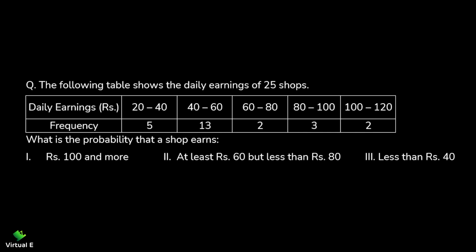Let's discuss one more question. Let's start. The following table shows the daily earnings of 25 shops. So how many shops are there? First of all, 25, right? And the table is given: daily earnings from 20 to 40 rupees, 5 shops, then 13, then 2, then 3 and 2. Frequency is the number of shops. Then what is the probability that a shop earns rupees 100 and more? We'll discuss these two questions later. Let's start with the first one only.